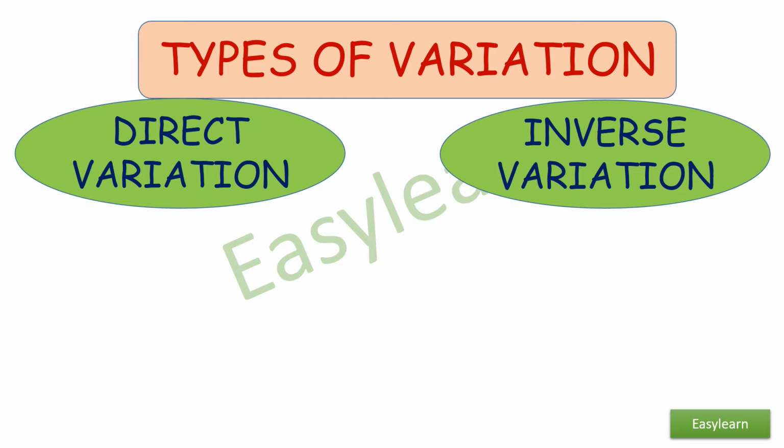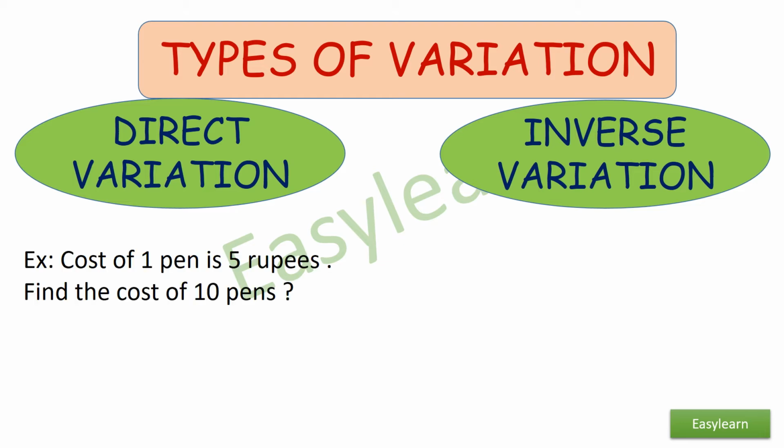So, let us take one example over here. The cost of one pen is 5 rupees. Therefore, find the cost of 10 pens. Now, if you see the cost of one pen is 5 rupees, therefore 10 pens will be 50 rupees. In this example, we can see that as the number of pens are increasing, the amount is also increasing. It means I can say that both the quantities are increasing at the same time.